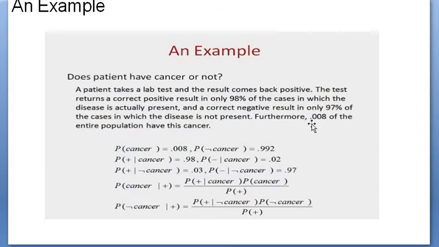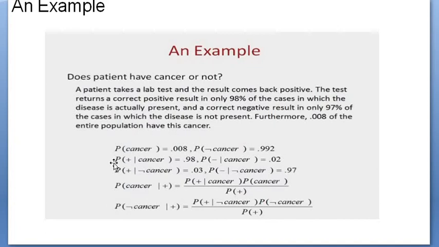Furthermore, 0.008 of the entire population has this cancer. Look at this. He has written it as P of cancer. What is the probability of cancer? That means the entire population will have 0.008 of cancer. That's the P of cancer. What is P of not cancer? Not cancer means exactly the opposite of this. This is called mutual exclusion. So it is 0.992. If you subtract it from 1, it will give you 0.992.